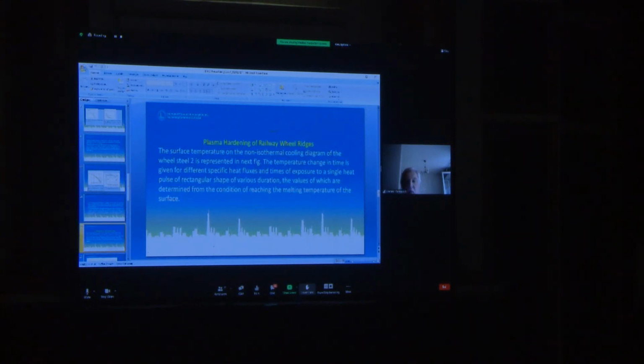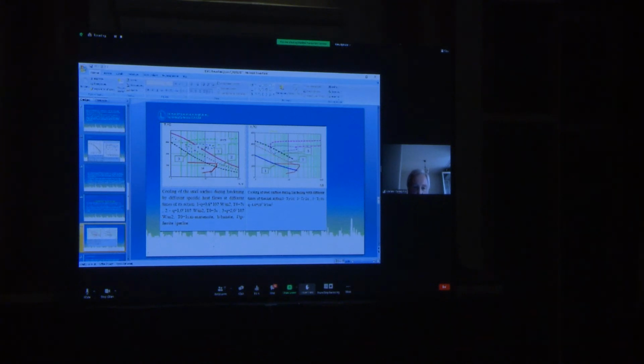Plasma hardening of weld ridges. The temperature on the non-isothermal cooling diagram of the wheel steel is represented in the next figure. The temperature change in time is given for different specific heat fluxes and times of exposure to a single heat pulse of rectangular shape of various duration, the values of which are determined from the condition of reaching the melting temperature of the surface. The left picture shows cooling of the steel surface during hardening by different specific heat flows at different times of its action.